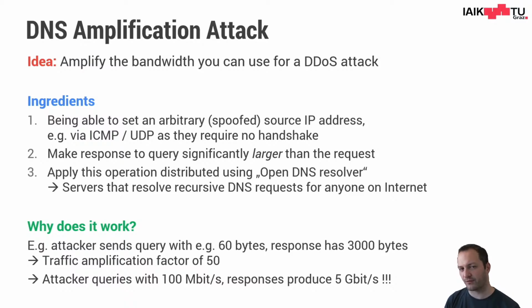DNS works on port 53 via UDP. You send a request, for example, give me all the IP addresses, so all the zone records you have. And as the source, the spoofed source, I'm setting, for example, the IP address of some target server I'd like to target, where I'd like to do a denial of service attack. So if you do this in a clever way, you achieve that the response is significantly larger than the request.